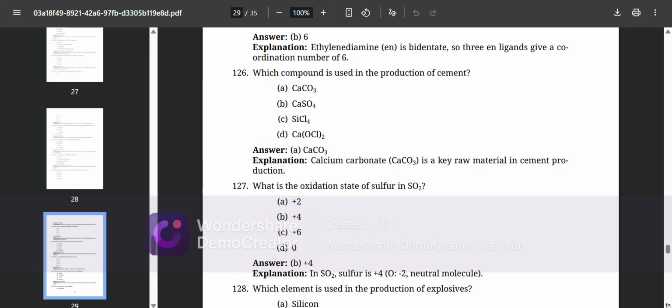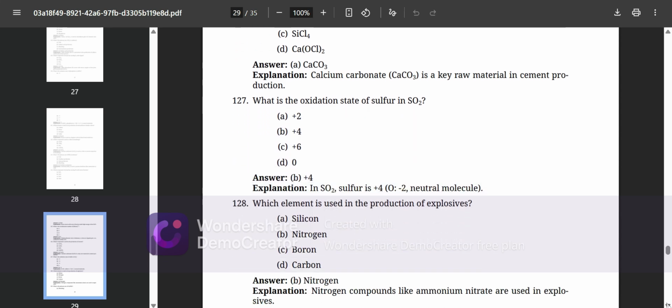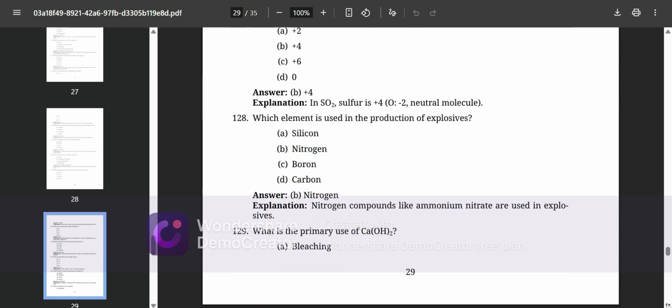Which compound is used in the production of cement? CaCO3, calcium carbonate. CaCO3 is a key raw material in cement production. What is the oxidation state of sulfur in SO2? Plus 4. In SO2, sulfur is plus 4. O is equal to minus 2, neutral molecule.